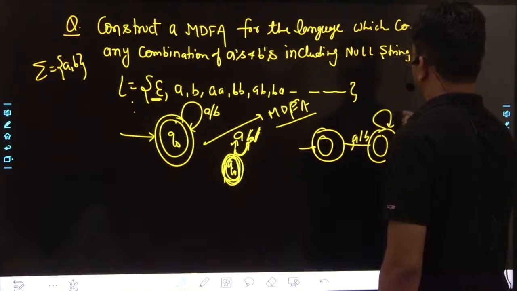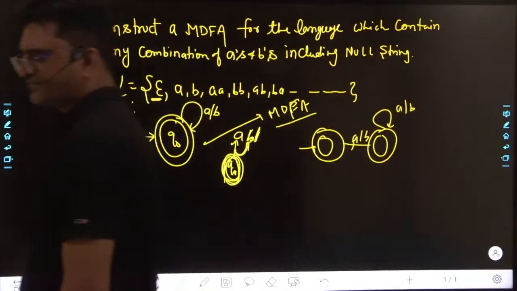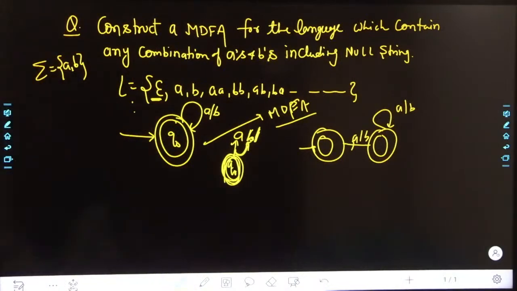This is also a DFA for this language. We can make an infinite number of DFAs, but the minimal DFA is unique. Is it clear?